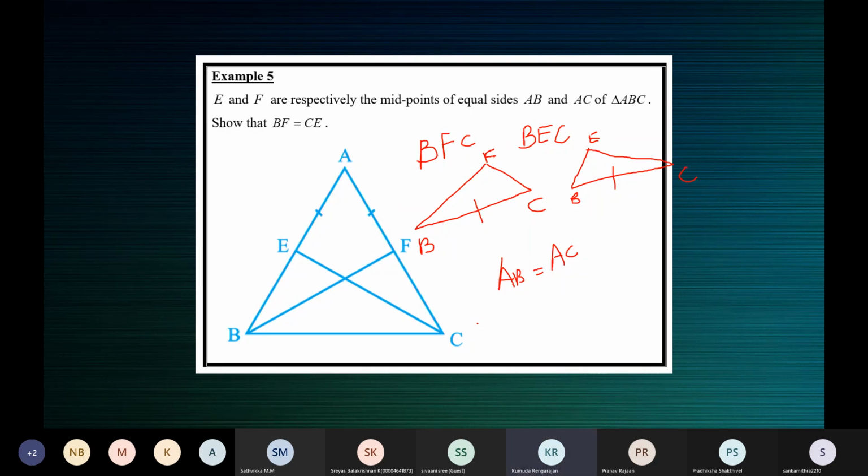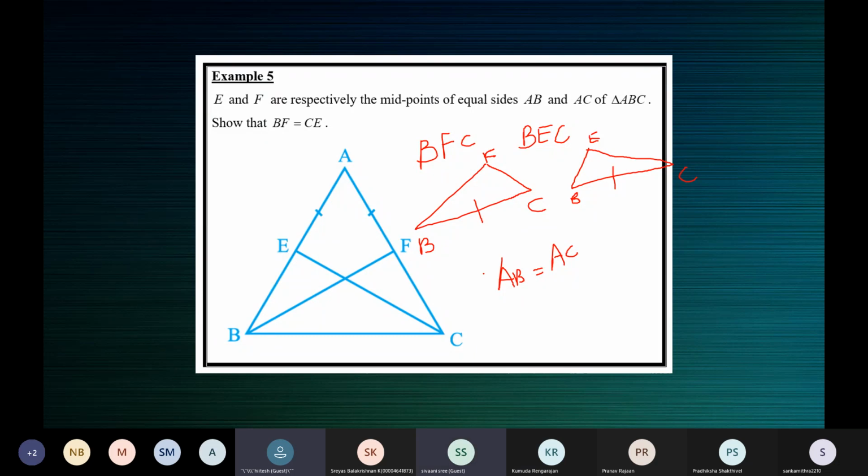And what is E? E is the midpoint of AB. And what is F? F is the midpoint of AC. So you know E is the midpoint of AB, so you can write half AB. What is half of AB? What are the two halves of AB?